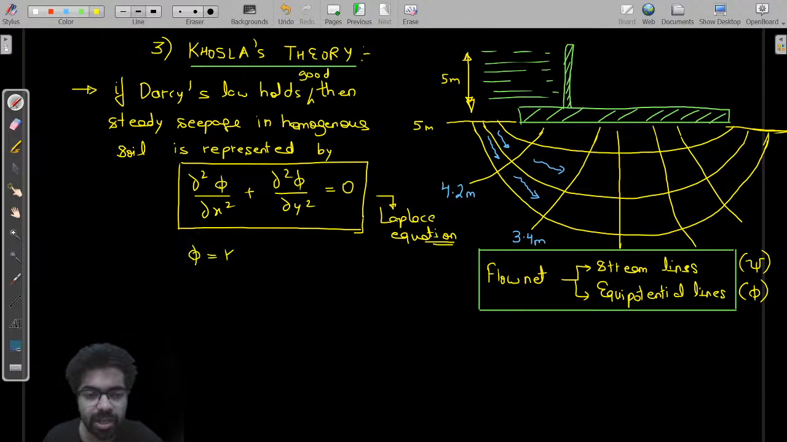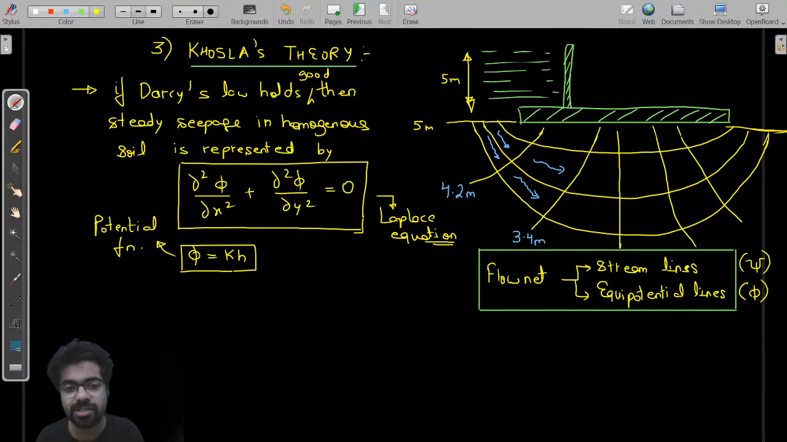Phi is equal to KH. K is permeability of soil. H is your hydraulic gradient. You all know. Phi is your potential function, and psi is your stream function, and you will study about all these functions in detail.